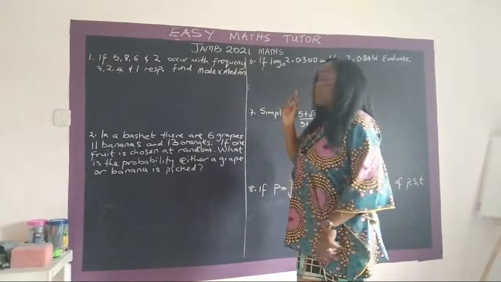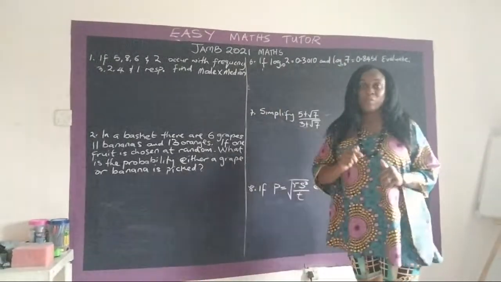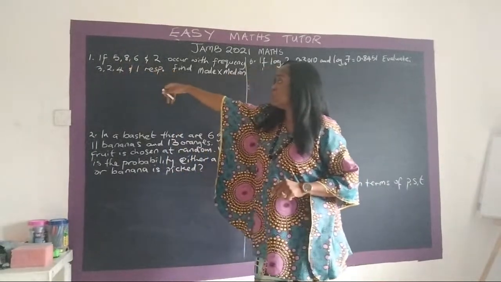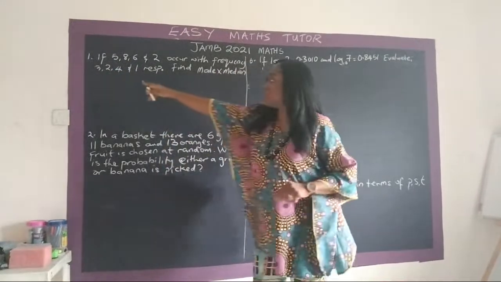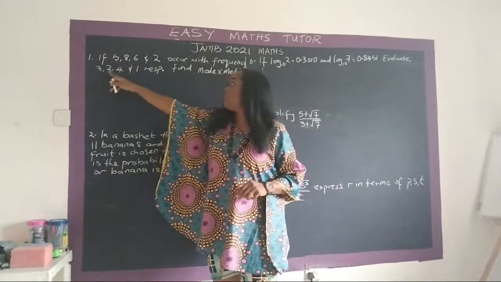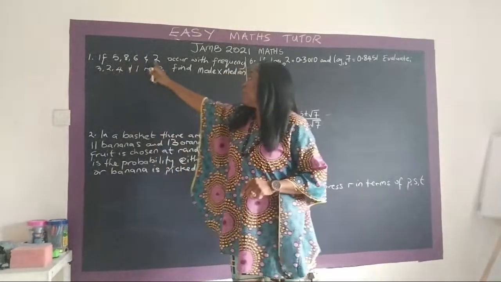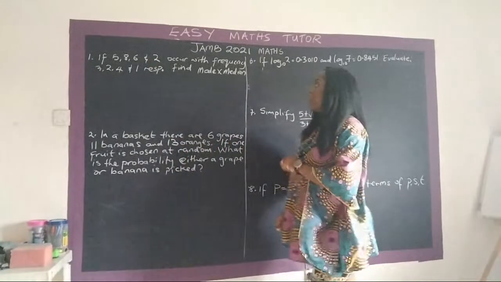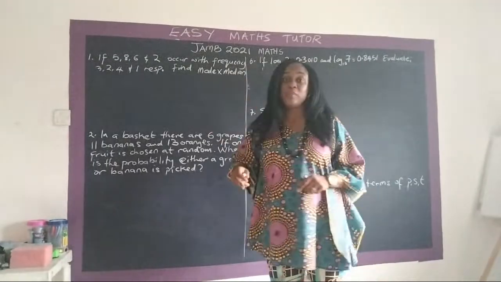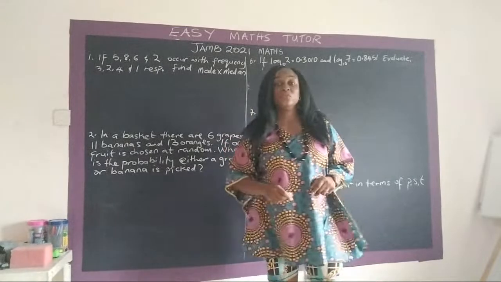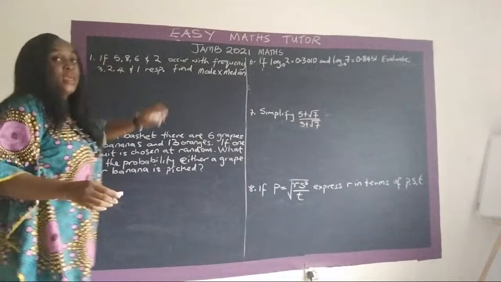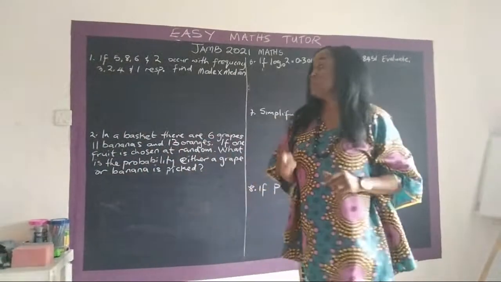All right? So first of all, make sure you have your paper and your pen. Now write down these numbers 5, 8, 6, and 2. They are occurring with these frequencies: 5 occurs 3 times, 8 occurs 2 times, 6 occurs 4 times, and 2 occurs once. And we're expected to find the mode and the median and multiply them. So what is the mode of this problem? First of all, we're going to write down the numbers in ascending order.